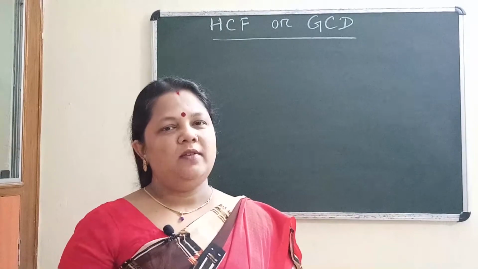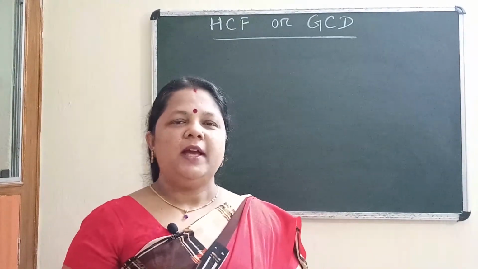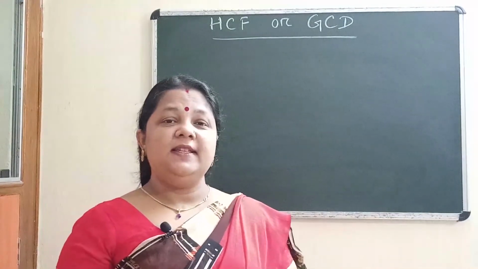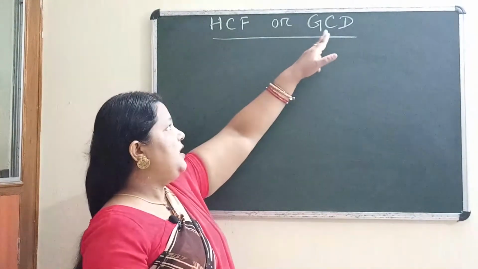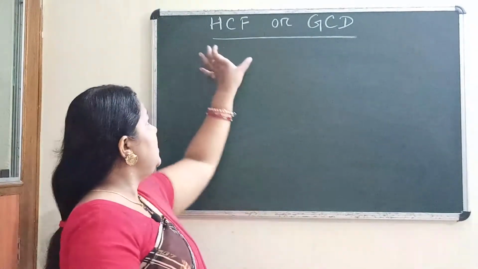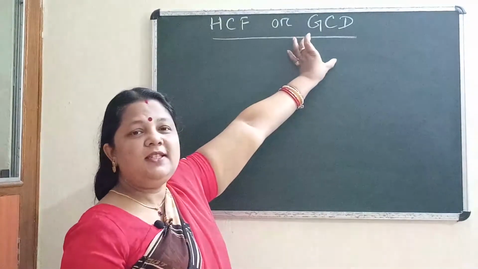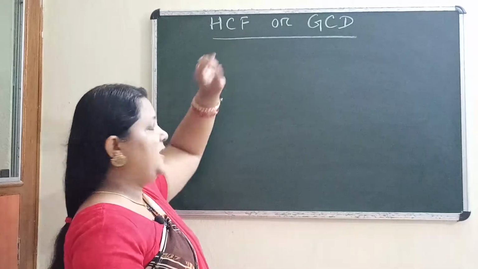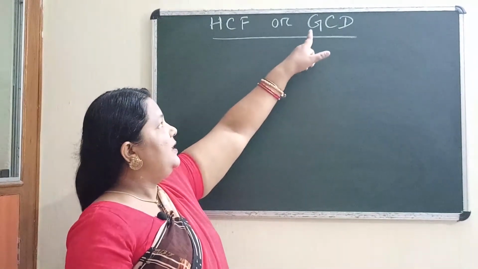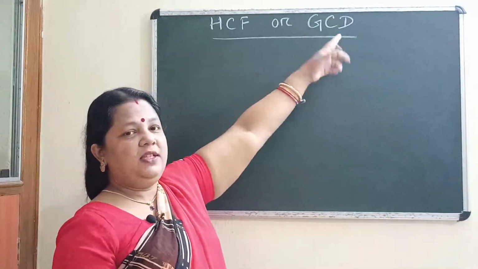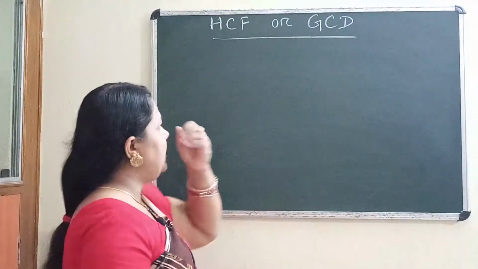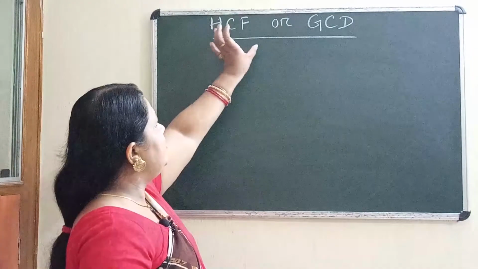Today we will start our class with this topic, highest common factor. Shortly I have written HCF or GCD. What is this HCF and what is this GCD? HCF is your highest common factor. GCD, greatest common divisor. Both are the same thing. You can say HCF or GCD, both are the same. So what is this highest common factor?